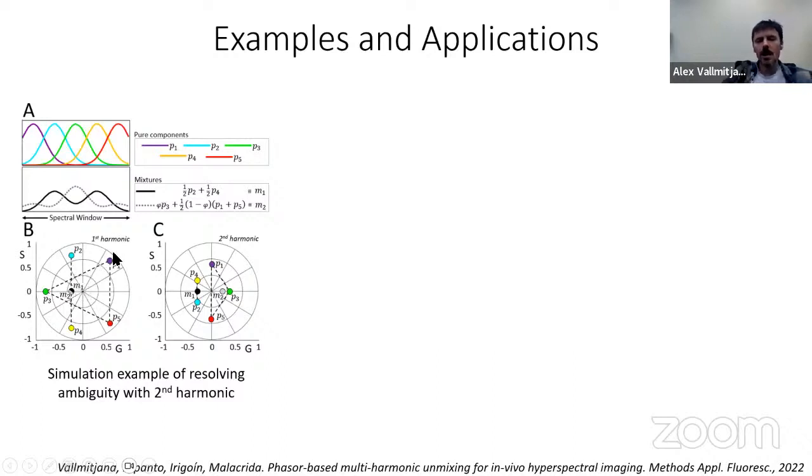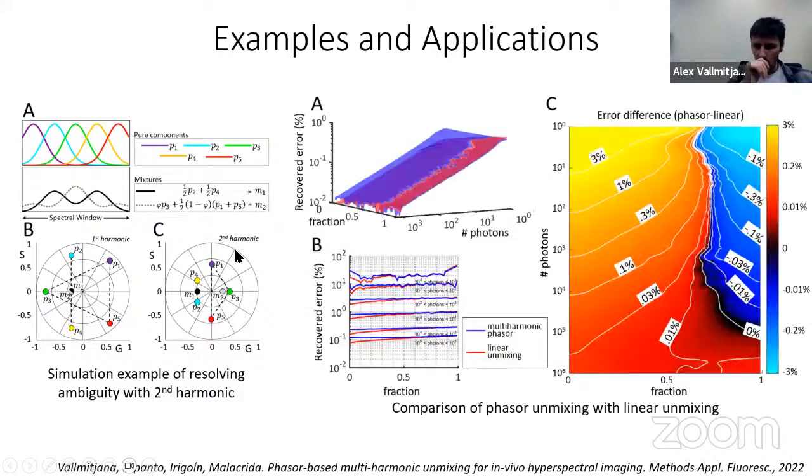This is the ambiguity. If you go to the second harmonic and you map these same two spectra, you realize that now you have resolved the ambiguity, because one of them maps to the linear combination of 2 and 4, and the other one maps to the linear combination of the other three. So in the work we did, we compared this to traditional linear mixing, and it is known that linear mixing fails when one of the components dominates over the others. So when there's a high fraction of one component, we show that phasor multi-harmonic unmixing is better than traditional linear unmixing.